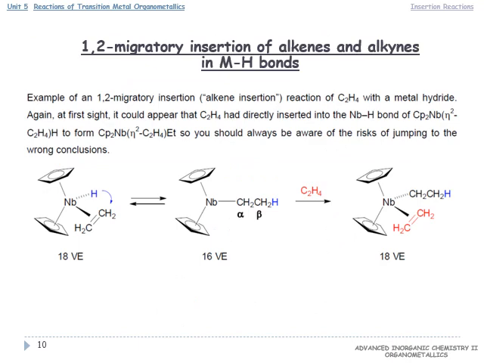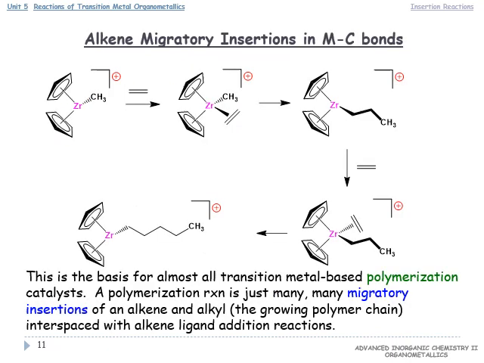Alkene and hydride-alkyl migratory insertions are also extremely important, and examples of these two cases are shown in this and the next slide. In this one, a 1,2 migratory insertion reaction of ethylene with a metal hydride is shown. In this last slide, the reaction corresponds to alkene migratory insertions in metal-carbon bonds. This is the basis for almost all transition metal-based polymerization catalysts.